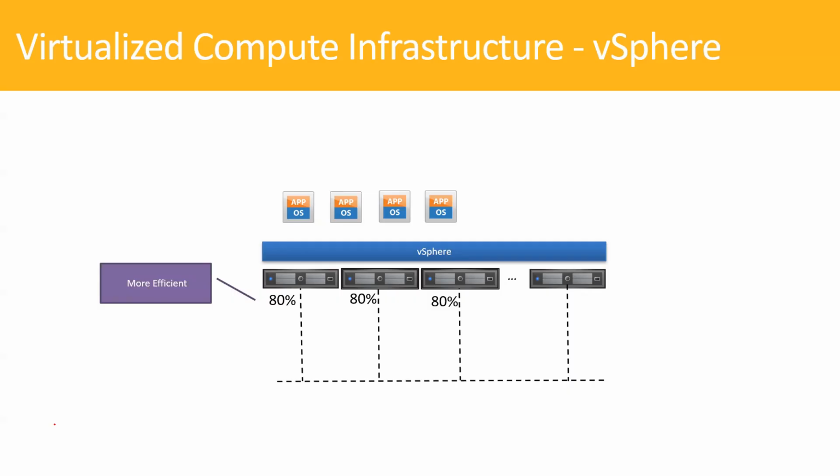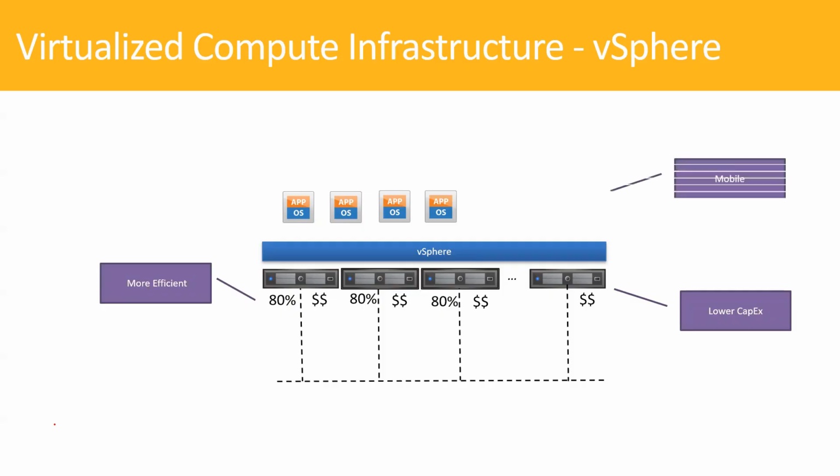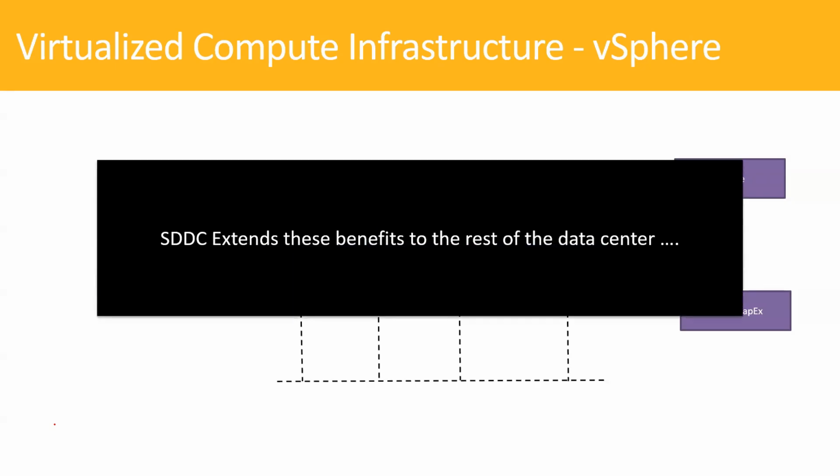What are the benefits of this particular product? We all know that it's more efficient in terms of your hardware, right? Your capital expenditures are very low because it's all about consolidation now. Your mobility: vMotion, storage vMotion, DRS, HA, the features we talk about, right? That enables mobility in the entire data center operations. So that is one of the key aspects of this technology. And obviously the SDDC, what we have discussed, extends all these benefits to the rest of the data center.